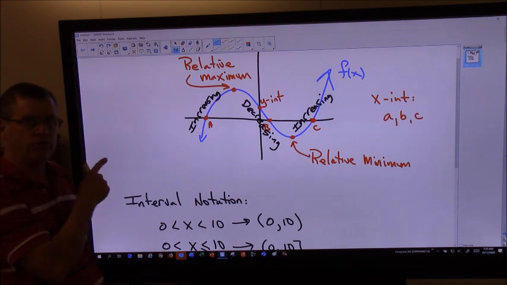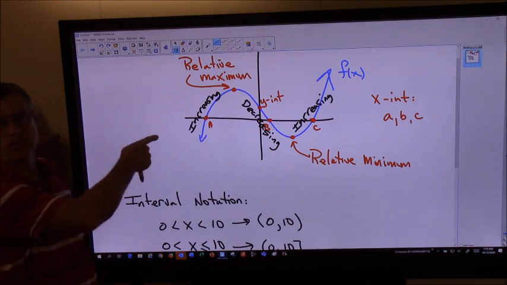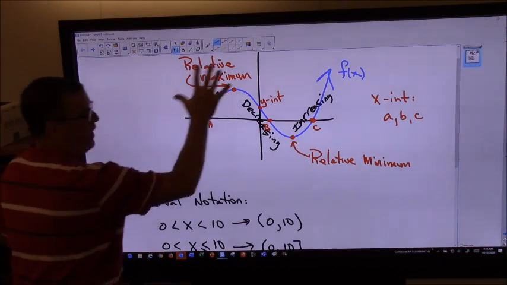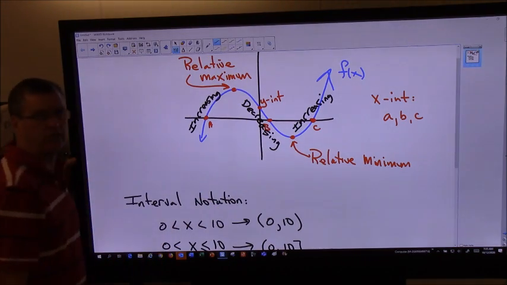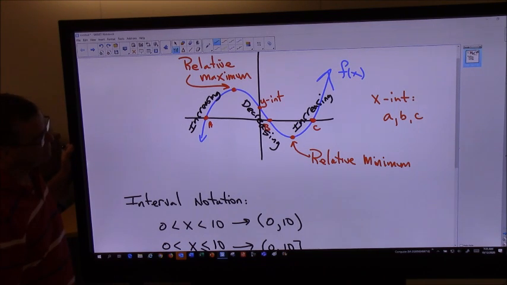Everything I just told you here, I guarantee you will show up on the Central Washington test. Every year, they've got a question where we need to go through and find all this stuff that we just wrote down. Okay? So this is a pretty important idea that we're talking about here today.